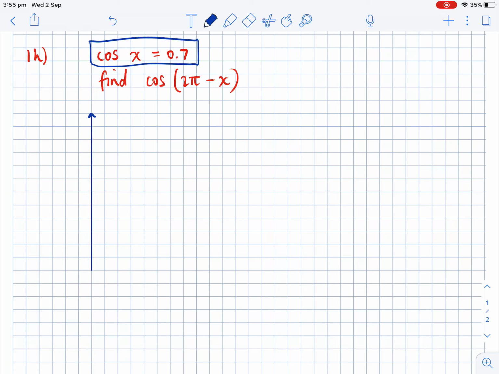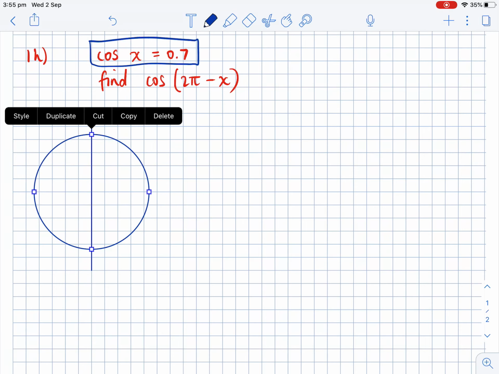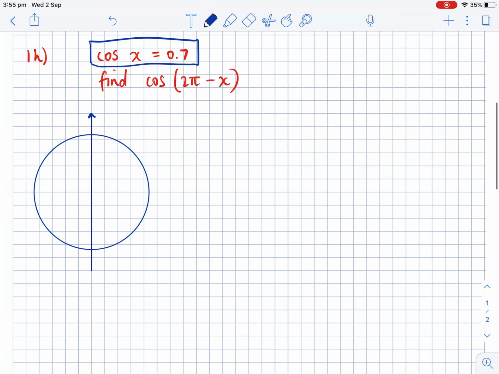How am I going to work out that? Well, I'm going to use my unit circle and think about what's actually going on here. Beautiful circle. I might move that across a little bit so it's actually in the center.